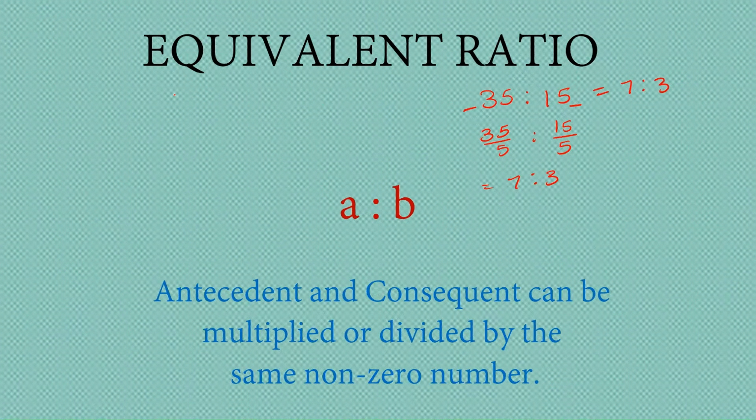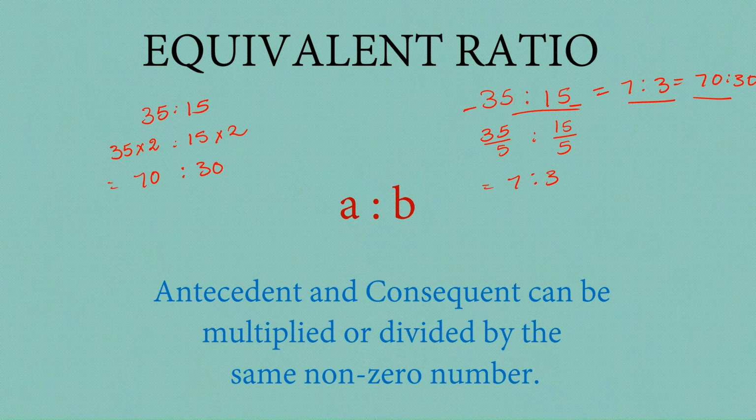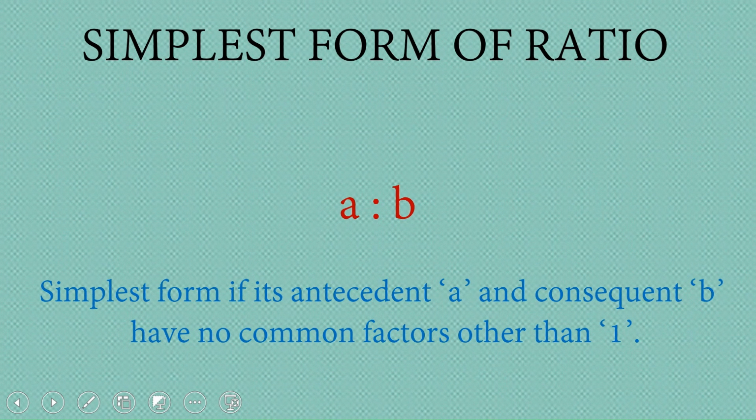Or in another case, we will try the multiplication. Here we will multiply both antecedent and consequent by 2. In this case, they will get modified as 70 is to 30. So even this would be equal here. All these ratios are now equivalent. They represent one and the same ratio.